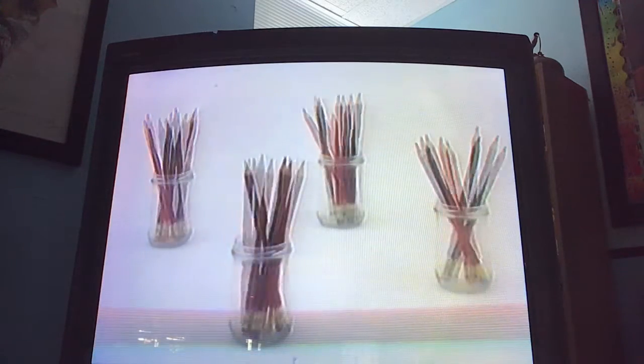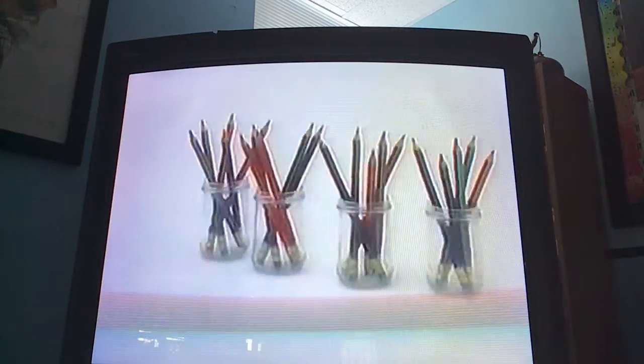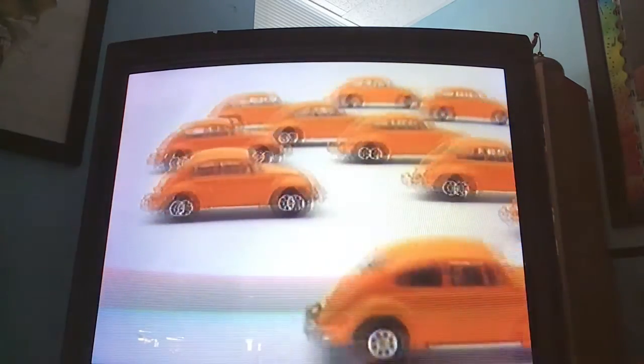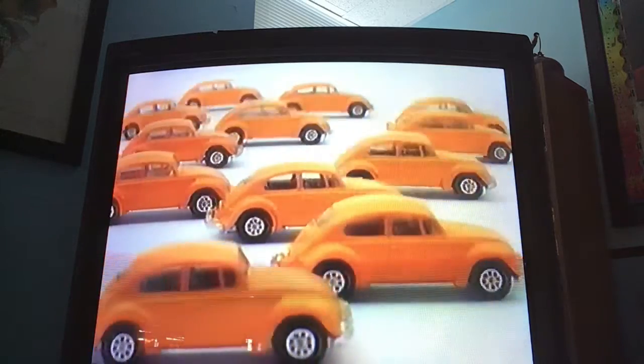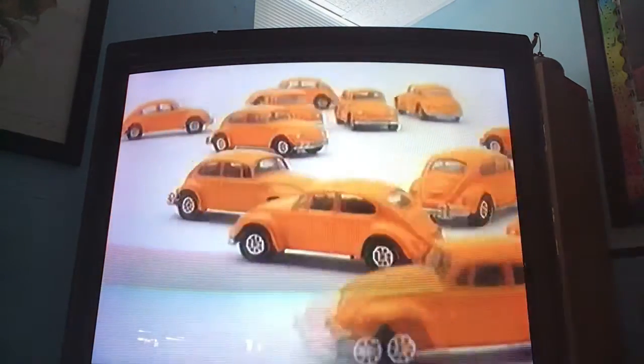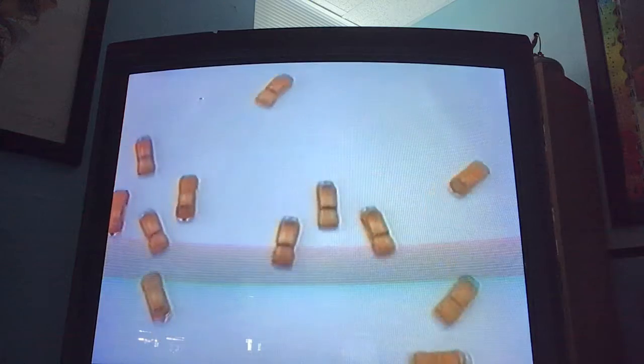I think this is fun. Now, we've talked about arrays, and we talked about sets. Would the cars come back on, please? Now, let's look at how an array can change itself around and still have the same number of things in it. Look at those cars lining up.